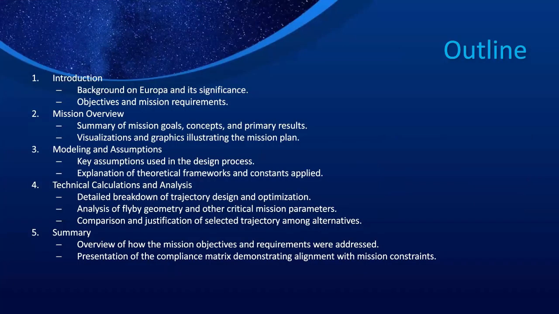Beginning with our outline of our presentation, we'll begin with the introduction, providing a bit of background on the moon Europa and the significance of our science mission. Second, we'll begin with our mission overview. We'll provide a summary of our mission goals, concepts, and primary results. Next, we'll go to our modeling and assumptions. We'll provide the key assumptions used in the design process of our trajectory while explaining theoretical frameworks and different constants.